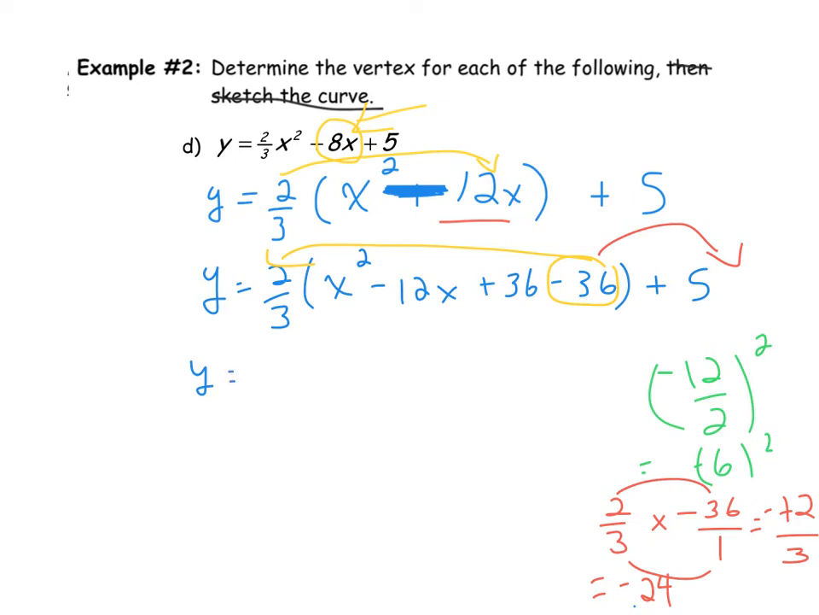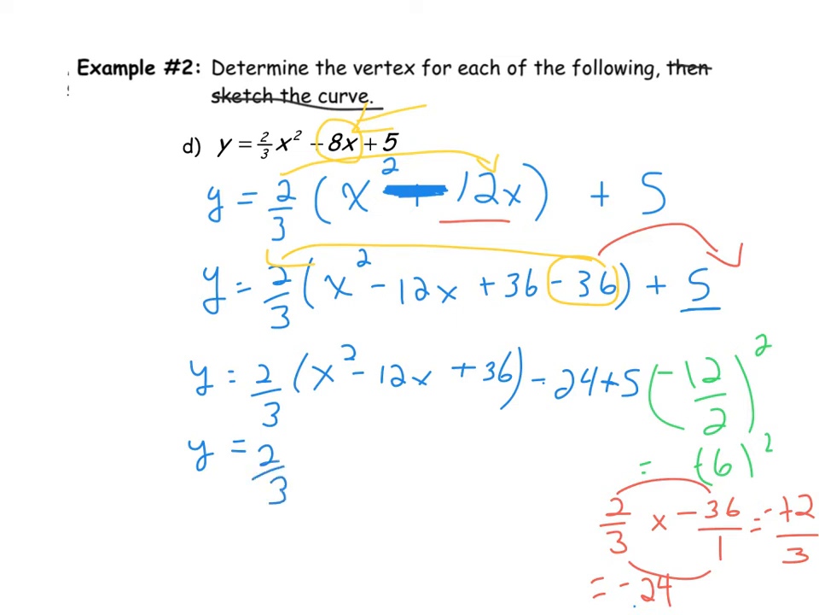So y equals 2/3 times x squared minus 12x plus 36. And I've got my minus 24 plus 5, the 5 that was already there. And let's clean this up a bit. So again, feel free to skip steps. I'm going to combine a couple of steps here. I need to find the square root of x squared and the square root of 36, and then the sign of my middle term. So that's going to give me x minus 6 all squared. And so negative 24 plus 5 is going to give me negative 19.